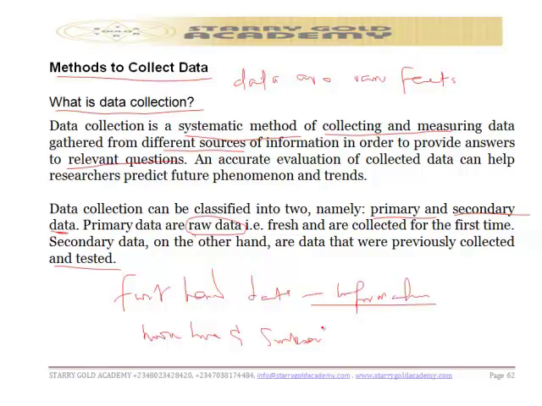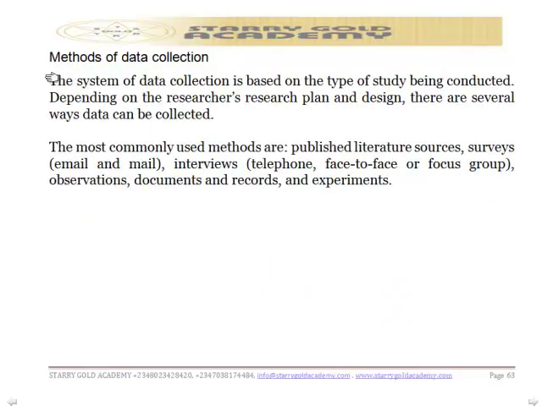Now, when we are talking of methods of data collection, what are the types we have? We have two types, as we spoke earlier, primary data and secondary data. So the system of data collection is based on the type of study being conducted and depending on the researcher's research plan and design as well. I think you have to note all this. The system you want to use in collecting data depends on the researcher's research plan and design, and also on the type of study that is about to be conducted.